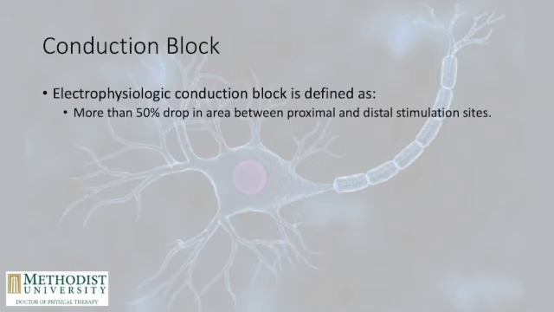When we're talking about conduction block, basically what we're talking about here is more than a 50% drop in the area between the proximal and distal stimulation sites. So just be aware that when someone has a conduction block, or you read that in a report, that's exactly what it means: we have a more than 50% drop.